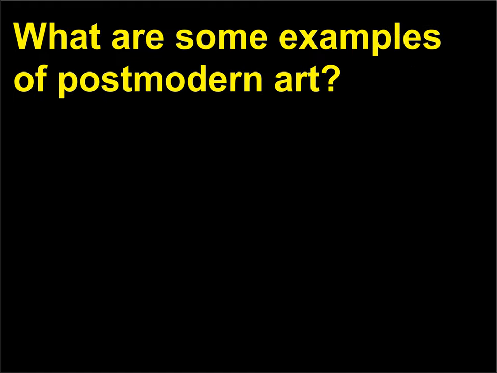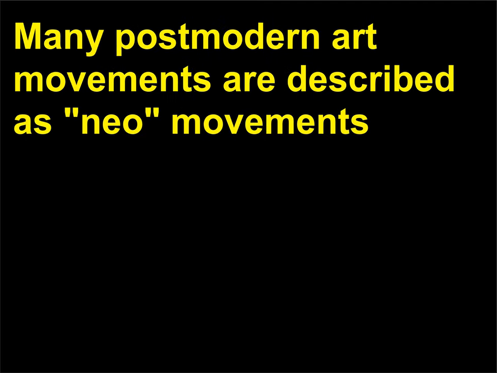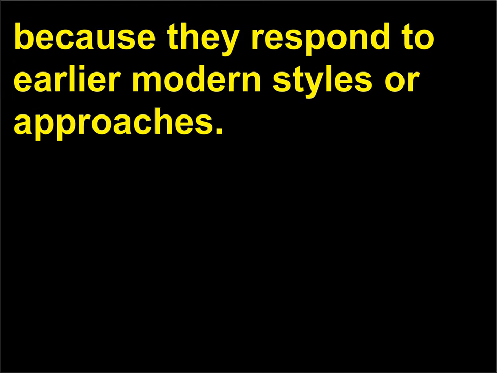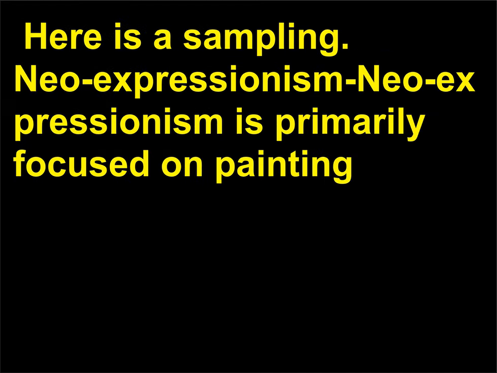What are some examples of postmodern art? Many postmodern art movements are described as neo-movements, because they respond to earlier modern styles or approaches. Here is a sampling. Neo-expressionism. Neo-expressionism is primarily focused on painting.